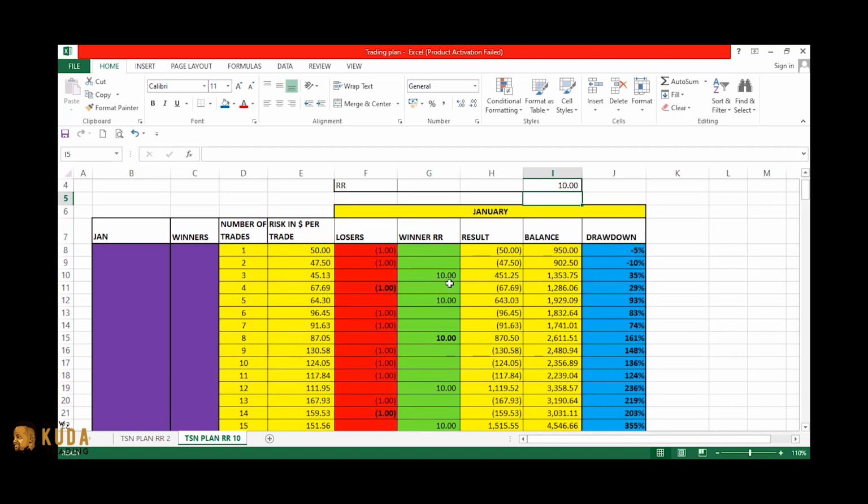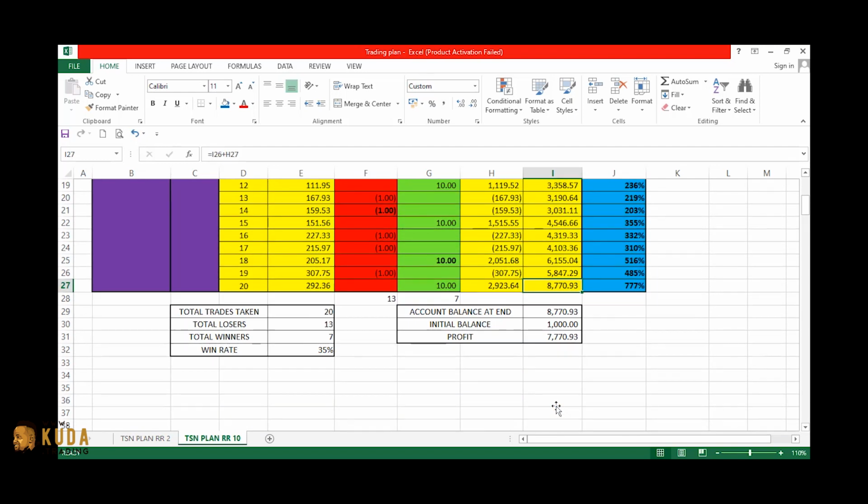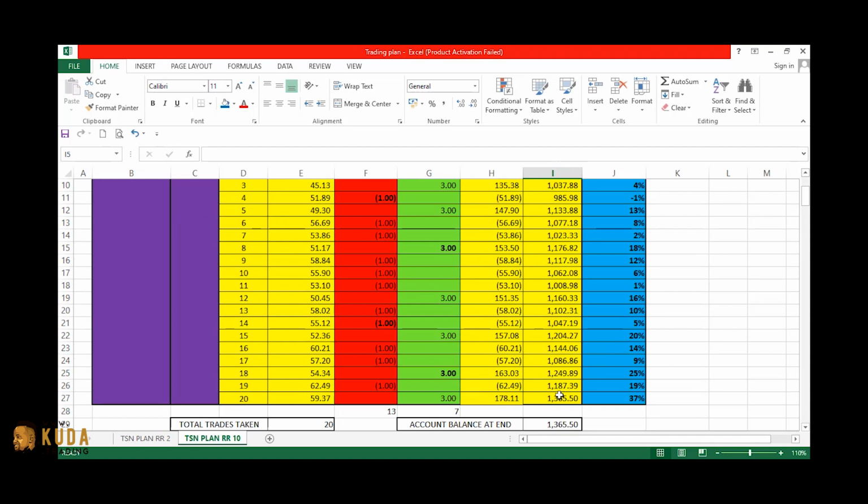Now, see what happens in this instance. Your balance will end up being $8,770. Your profit will be $7,770. Right? The same amount, same setups, but a greater reward. Even if you change this to 3, you get 1,365. This is where beginners should typically be stuck, targeting RRs of 3.